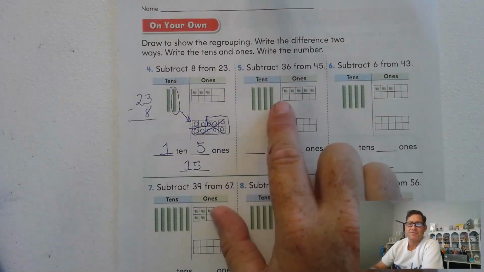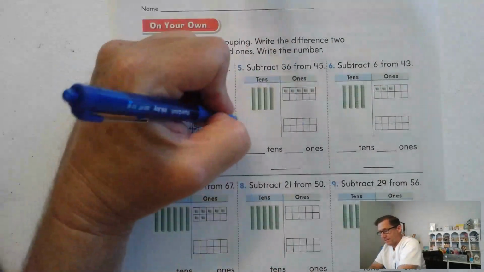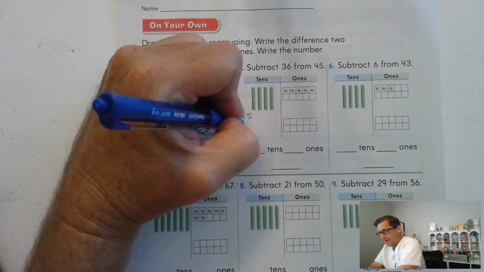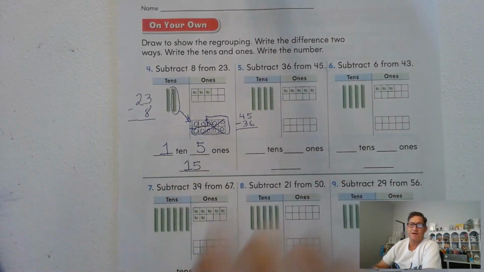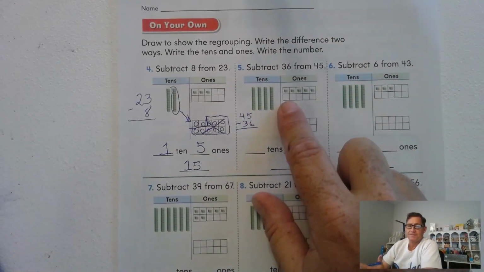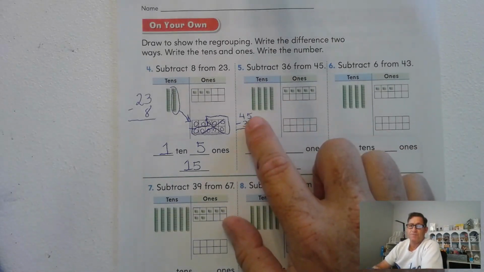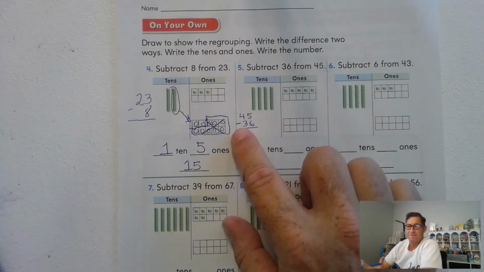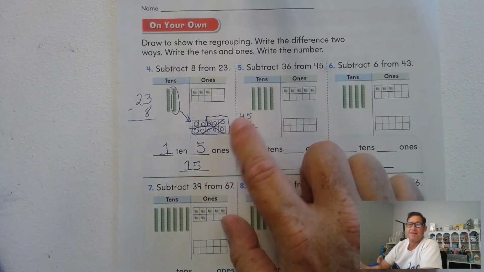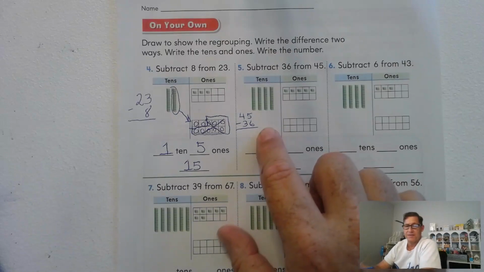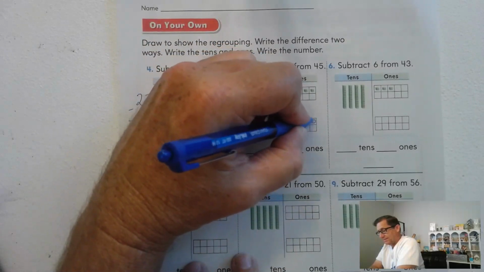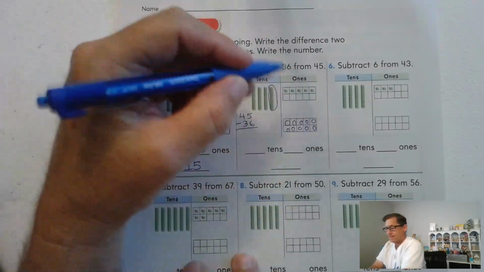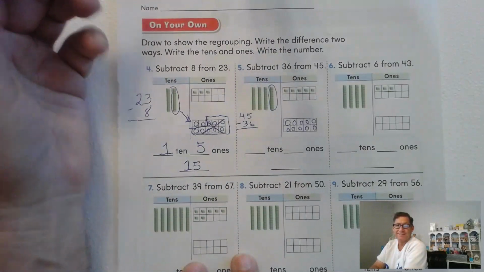In number 5, we have to take 36 from 45. So that would be 45 minus 36. All right, so we have to take 6 ones from 5 ones. I can't take away 6 from 5. Okay. Again, the number before the subtraction sign is what you have. I have 5. I have to take away 6. Can't do that. So I'm going to take one of the tens and trade it for 10 ones. Okay. Now I'm going to take away 6.